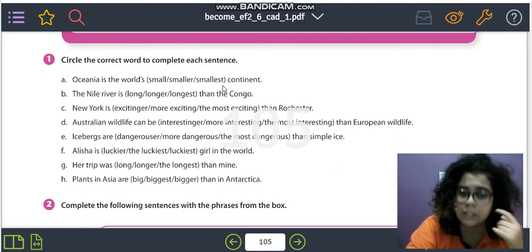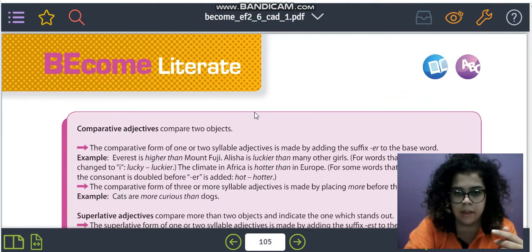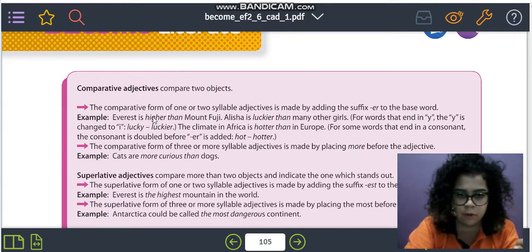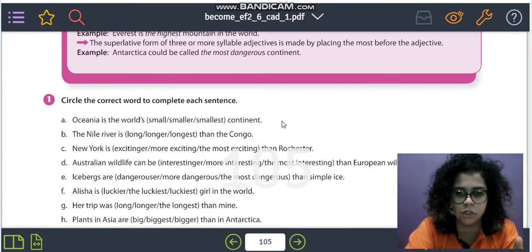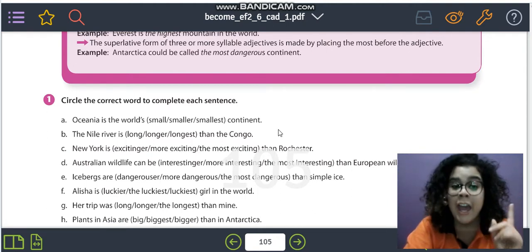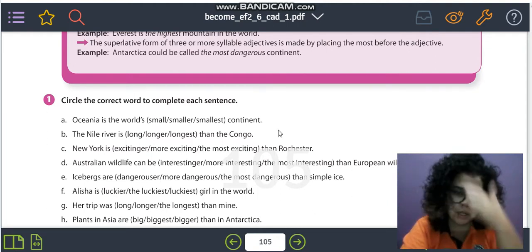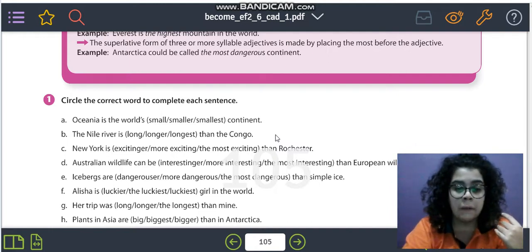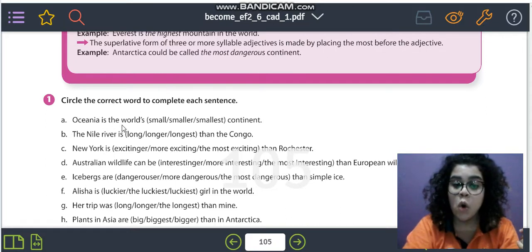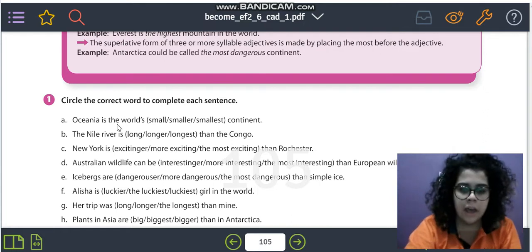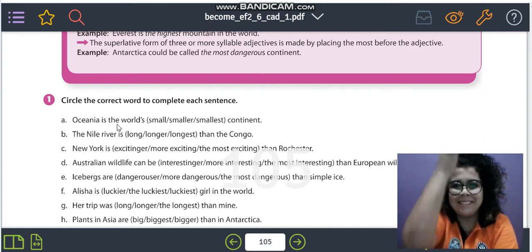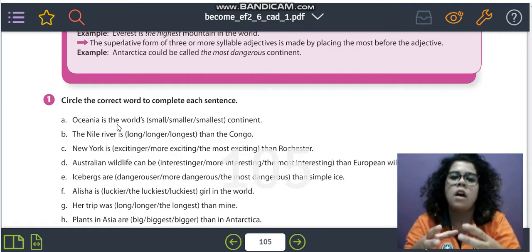Remember what I said, the comparative always has than after it, like Everest is higher than Mount Fuji, Alicia is luckier than many other girls. So this is a tip: pay attention to the sentences and see if the than is there. And remember the other thing, that the superlative also has the before. Okay, so Oceania is the world's smallest continent, because I'm talking about one thing, the world's smallest continent.